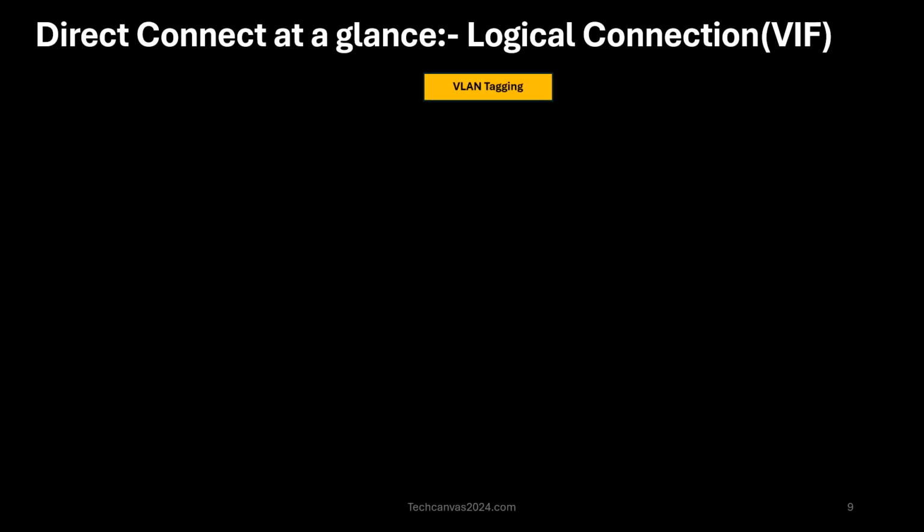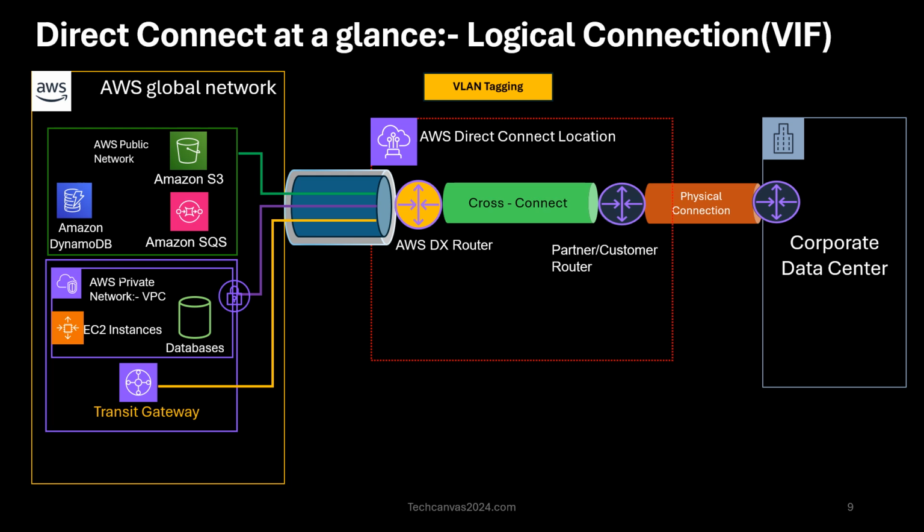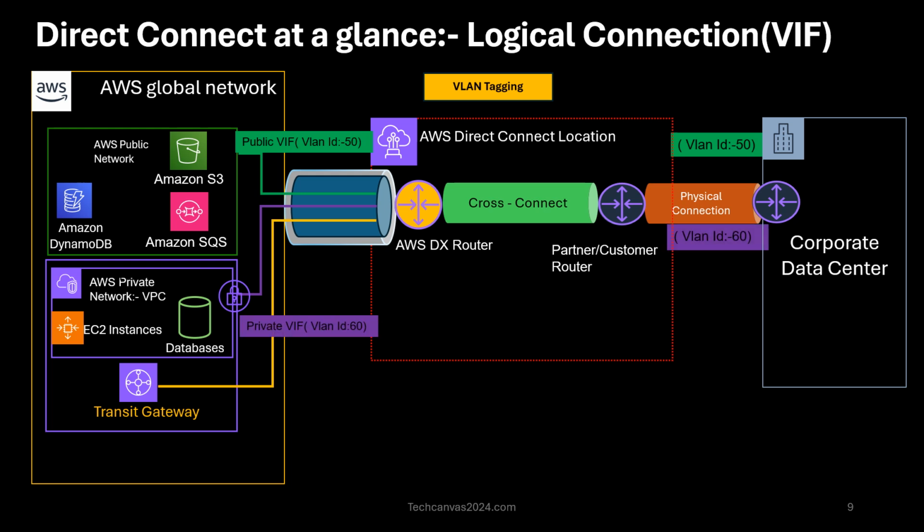So let's talk about VLAN tagging. If you see, our design remains the same. A moment back we spoke about public VIF, private VIF, and the transit VIF. If you see in this diagram, the only difference is VLAN IDs. So each VIF and the transit VIF have a VLAN ID tagging. These tags must remain the same at your corporate router level.